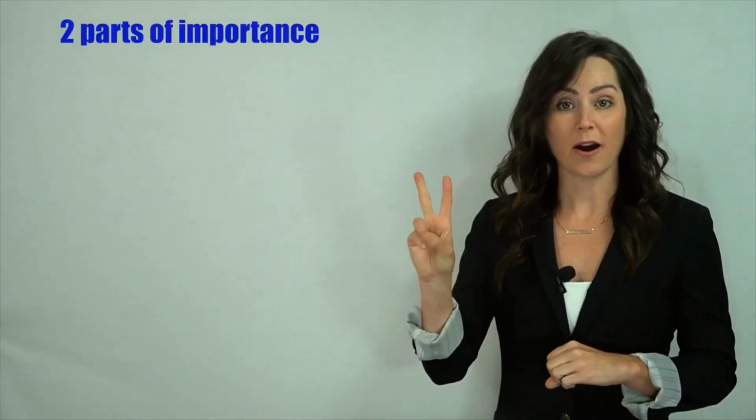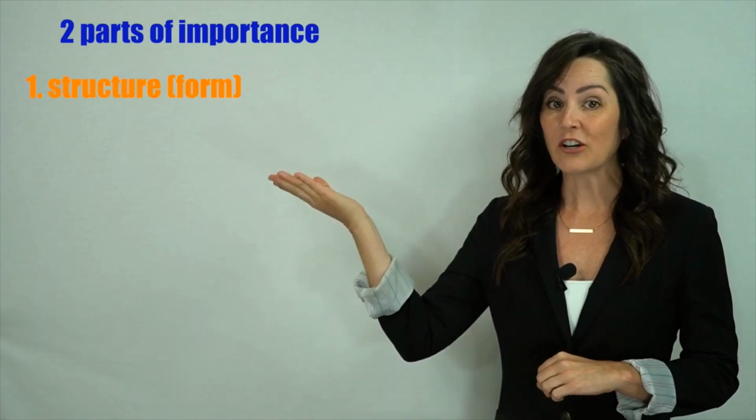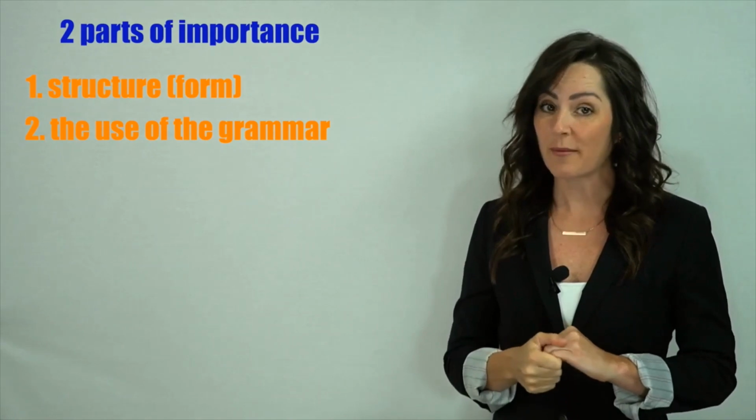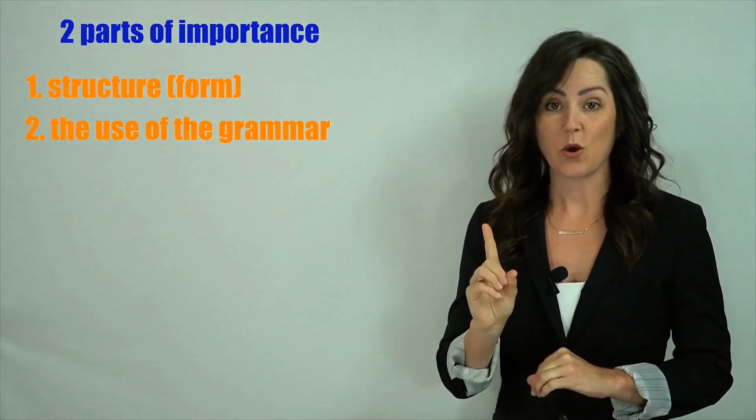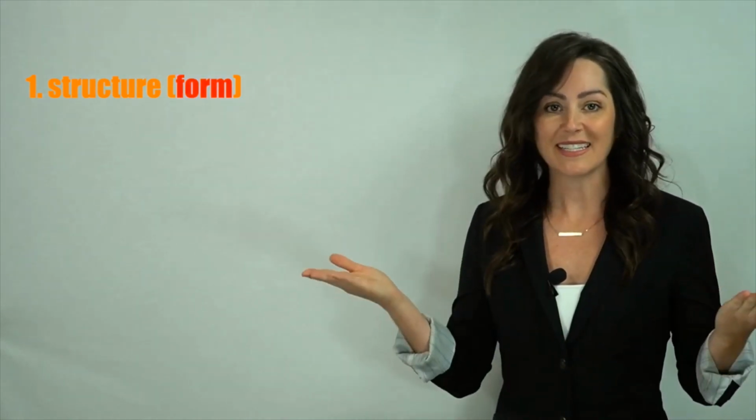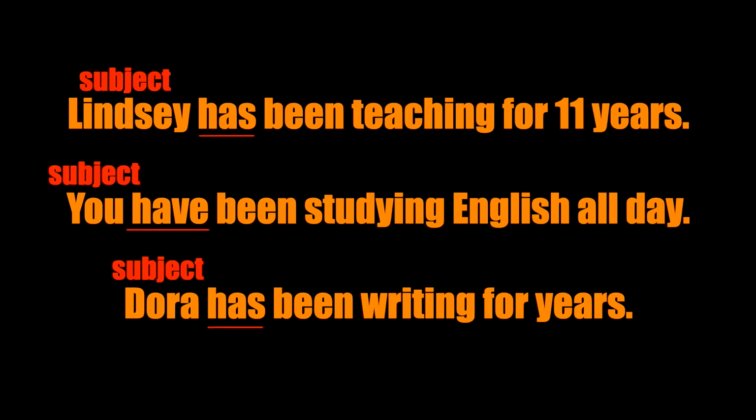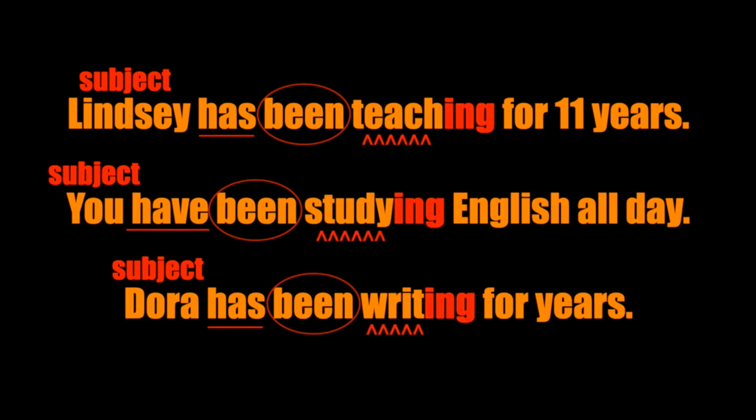Let's learn. When learning grammar, there are 2 parts of importance. First, the structure or form, and second, the use of the grammar. As usual, we will start with the form. How do we make sentences in the present perfect progressive? Pause and look at my 3 examples. Subject plus have or has plus been plus verb ing.